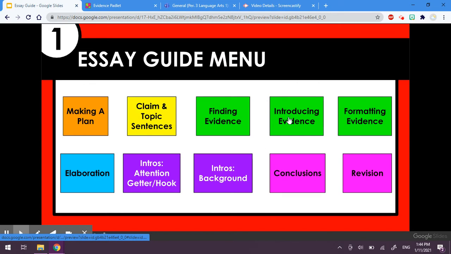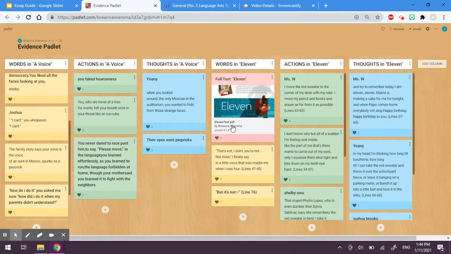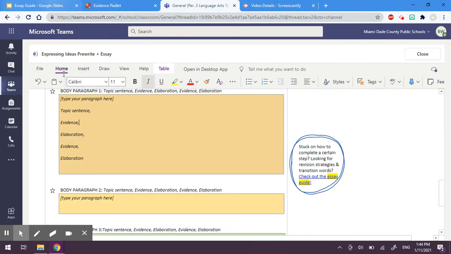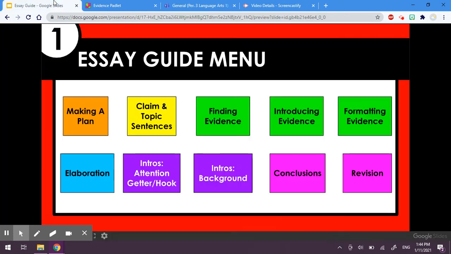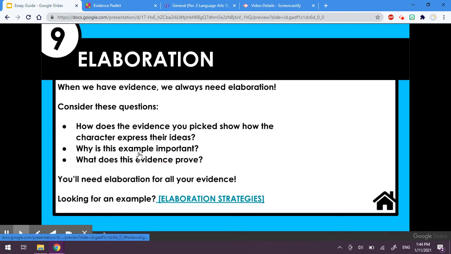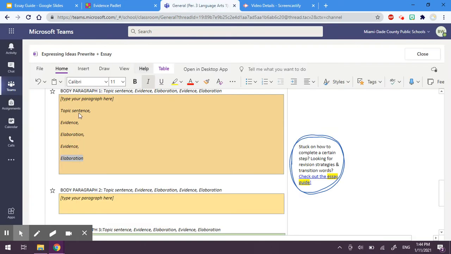So after you've got your evidence figured out, and a reminder, you can always go back to the evidence Padlet or the main text to get more information for any of these. The only part you have left to do here is elaboration. Anytime you have evidence, you need elaboration after it. Now, I have seen people being more comfortable with the "what this means" type of elaboration, right? Having a quote about how Rachel is crying and saying this means that Rachel is expressing herself by crying, or that she is really upset about having to wear the sweater.